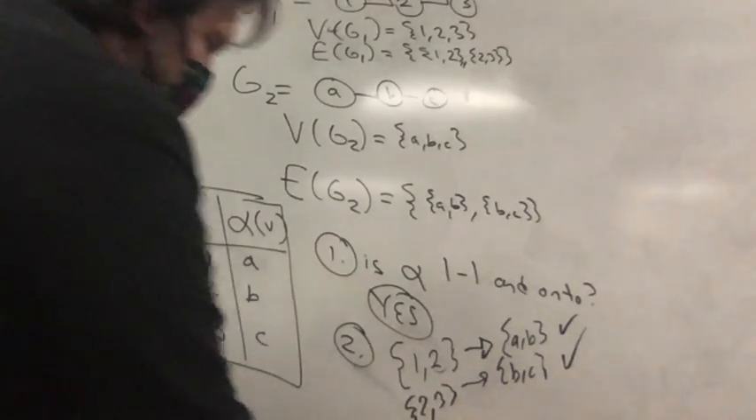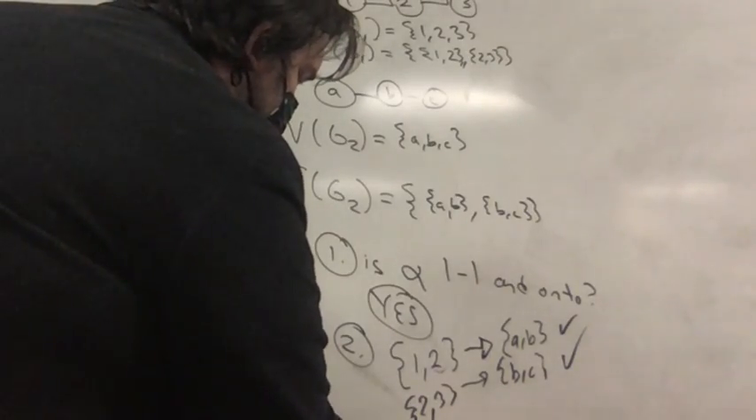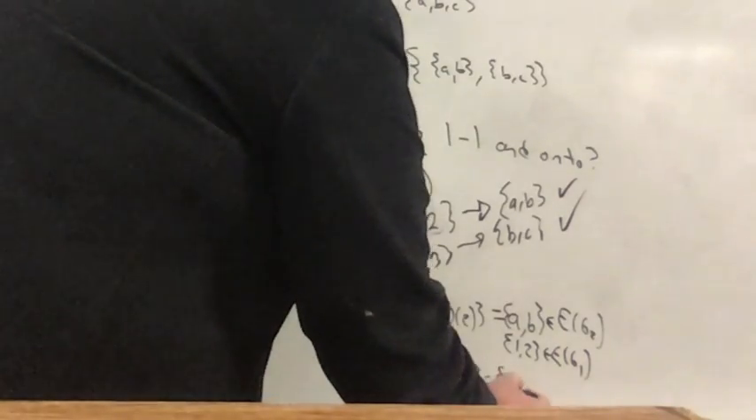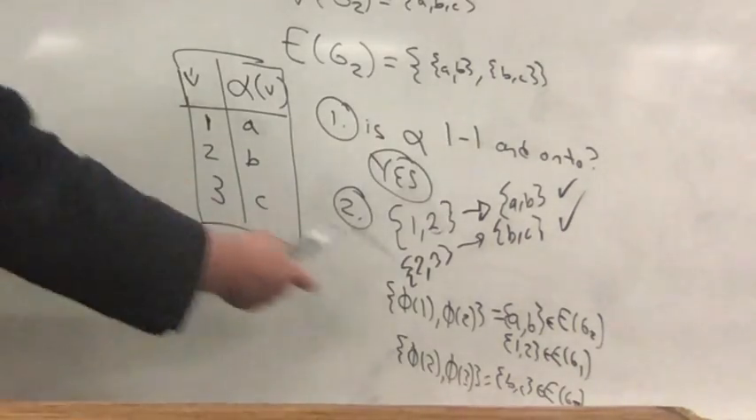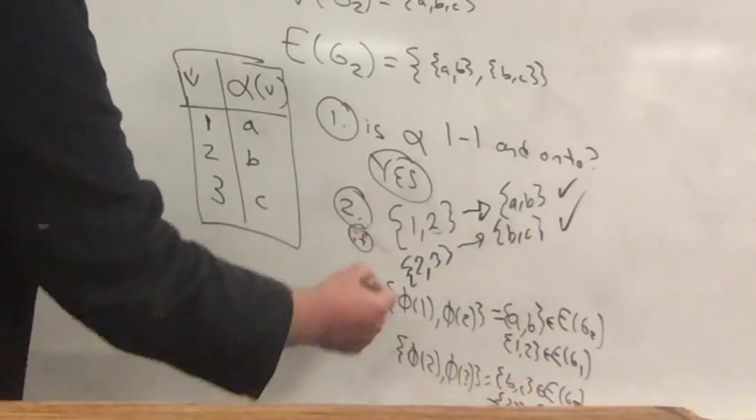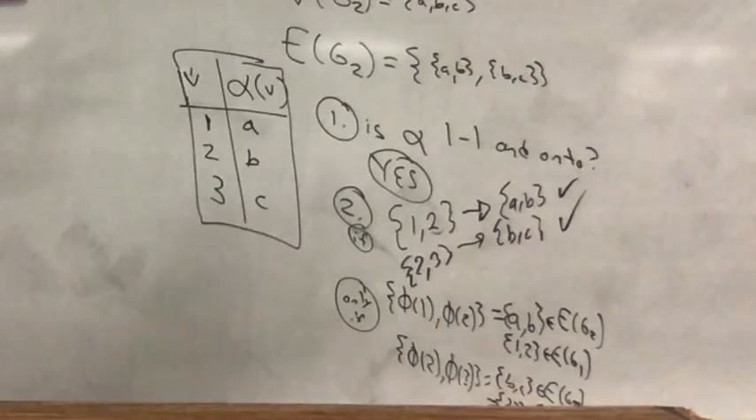And then I have to look at phi of 2 and phi of 3, which is an edge in the second graph. And the original 2 and 3 are edges in the first graph. So this would be my if condition, this would be my only if condition. We check, and it is an isomorphism.